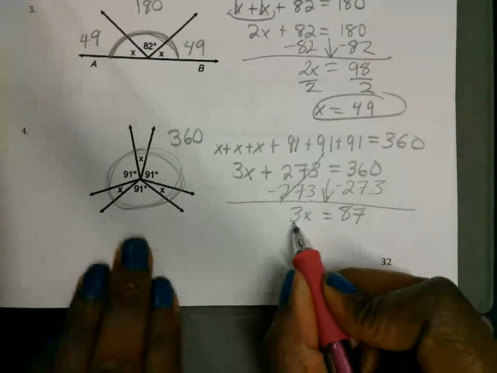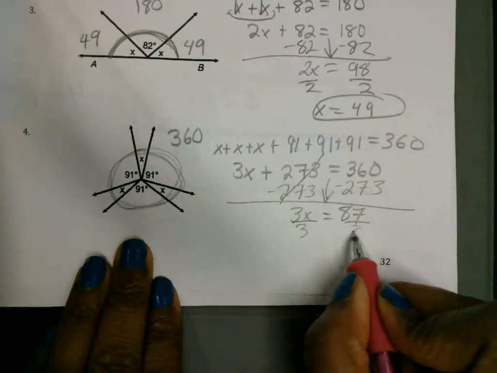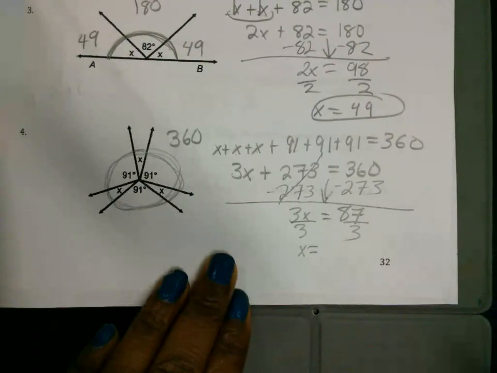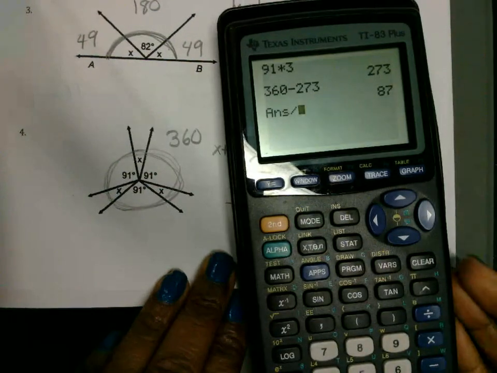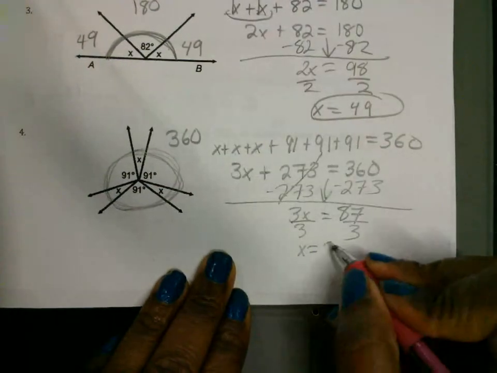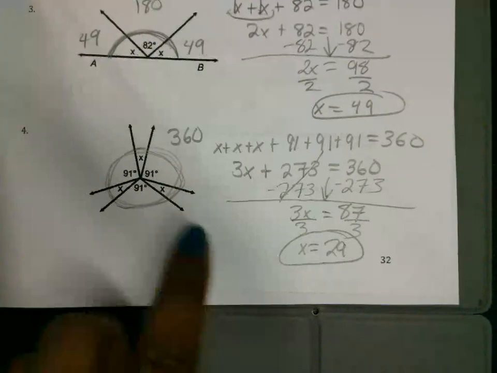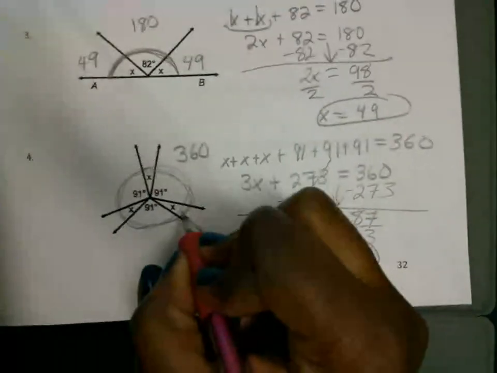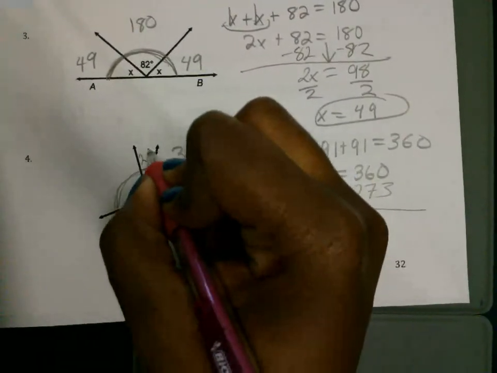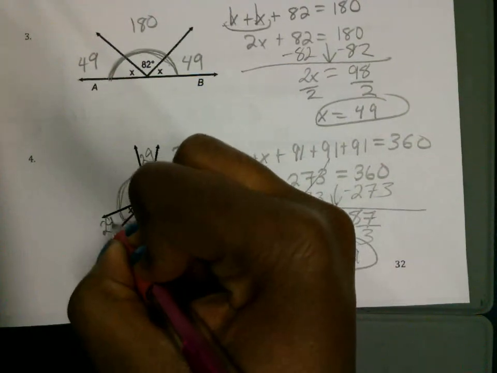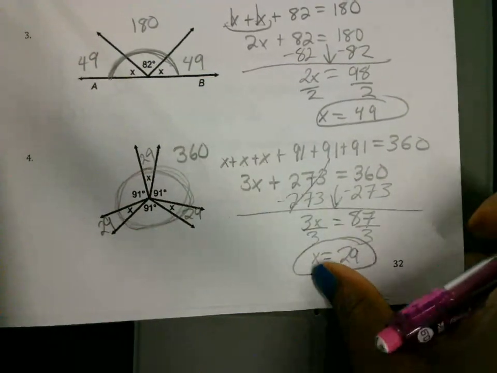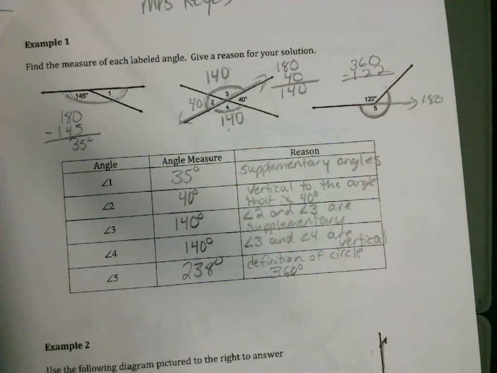All right, so now I'm going to divide both sides by 3. 87 divided by 3 gives you what? 29. So the x's, all of these are 29. Each of them are 29. Okay, put this in your folder, please. Put your calculators back.